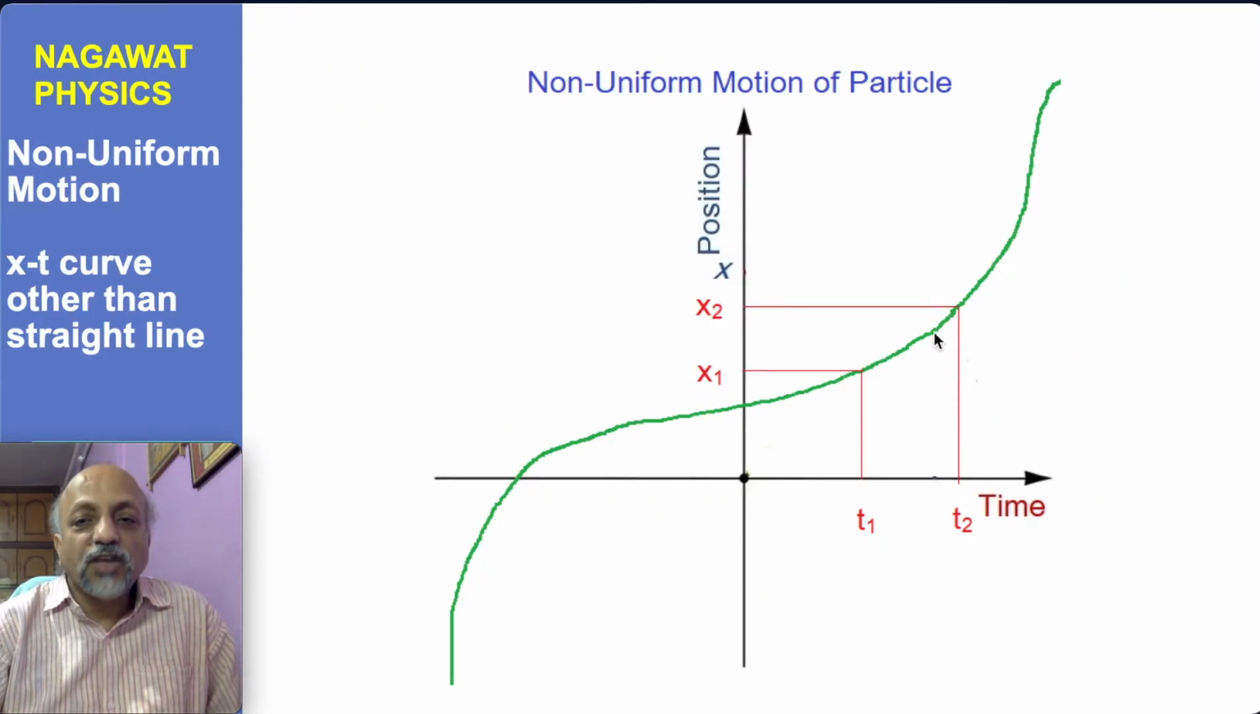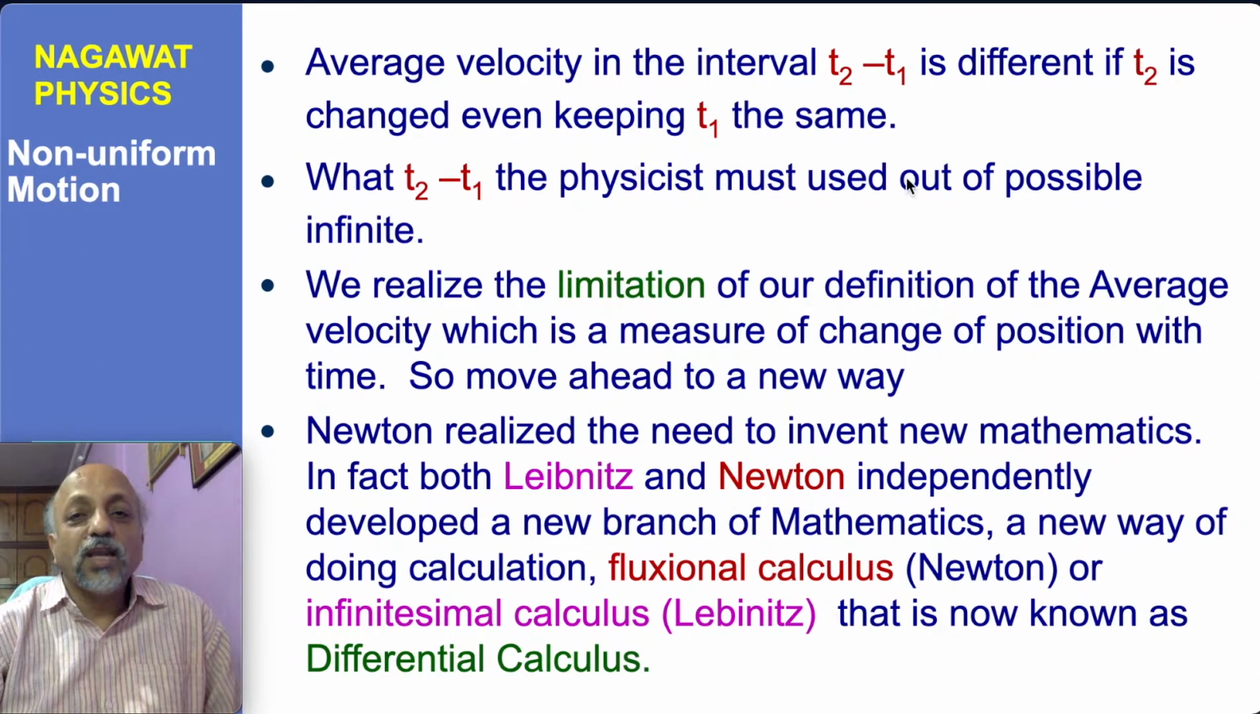If you change the t1 place here, it will be a different value. If you place t1 here, keeping t2 the same, it will have a different value. If you place t1 here at the same t2, or any different point, it will have a different value. So this is very important: average velocity changes, even if I keep one of the quantities t1 fixed and change t2, or t2 fixed and change t1.